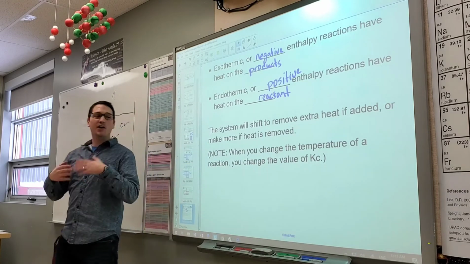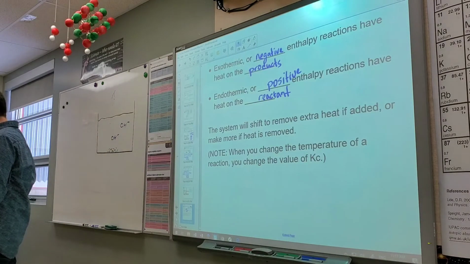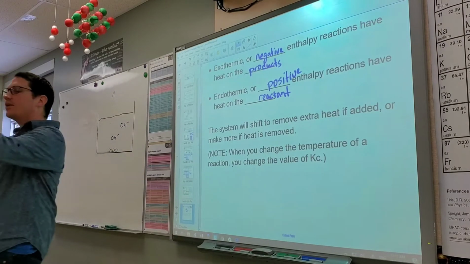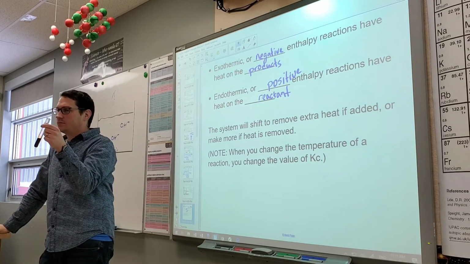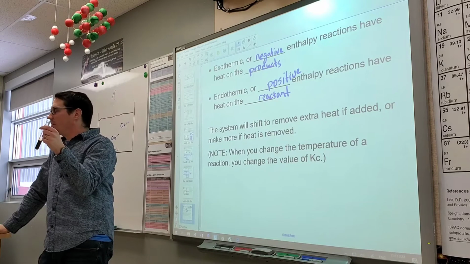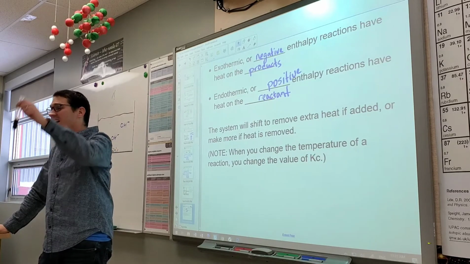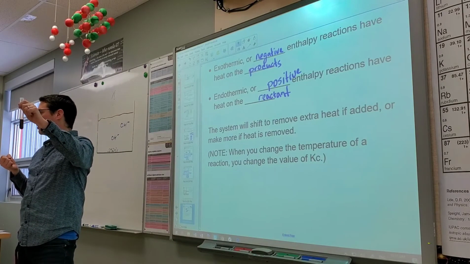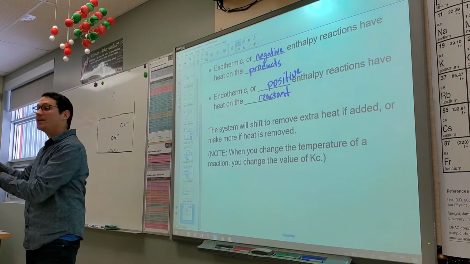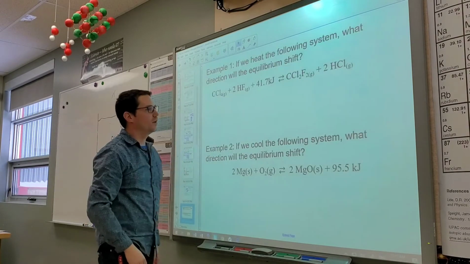So how do I add heat to this? If I had this equilibrium, that's not that equilibrium. If I had this equilibrium, how could I add energy to it? You just heat it up, right? You just put it over a flame or put it in a hot water bath or something. How could I take energy away from this equilibrium system? Cool it down. I could put it in an ice water bath, right? Something like that. Okay, sure, no problem. Okay.